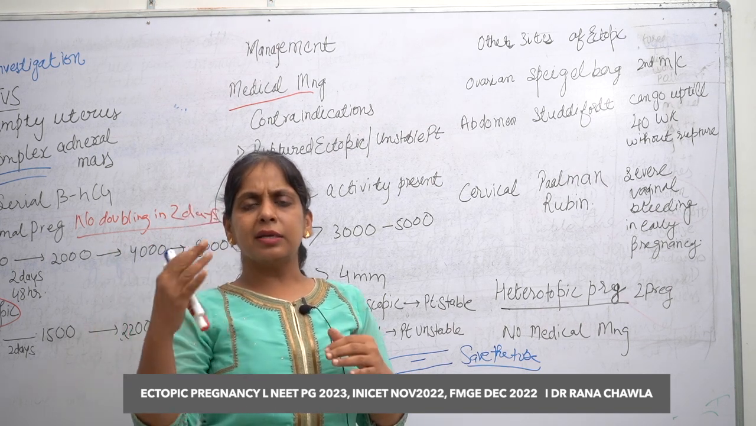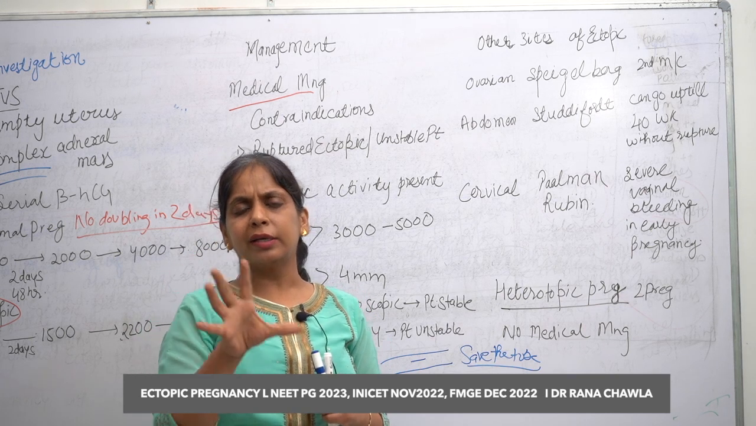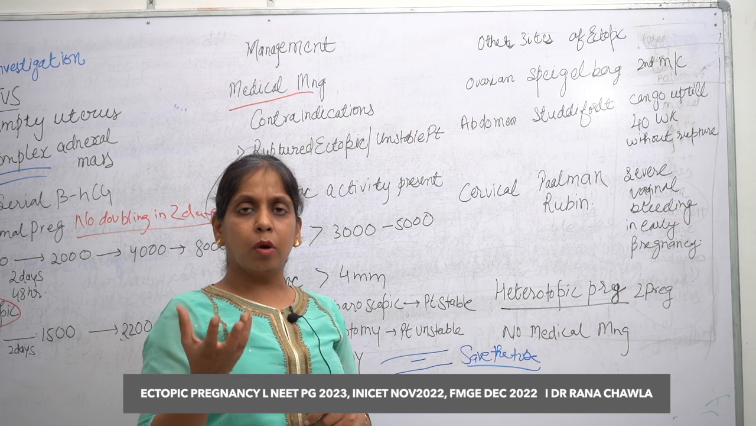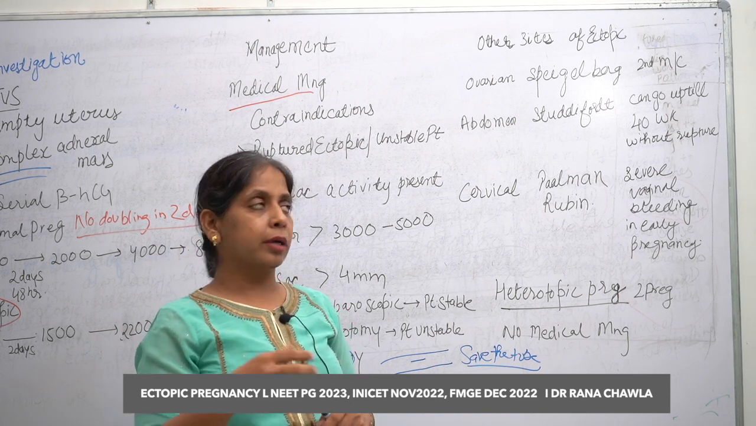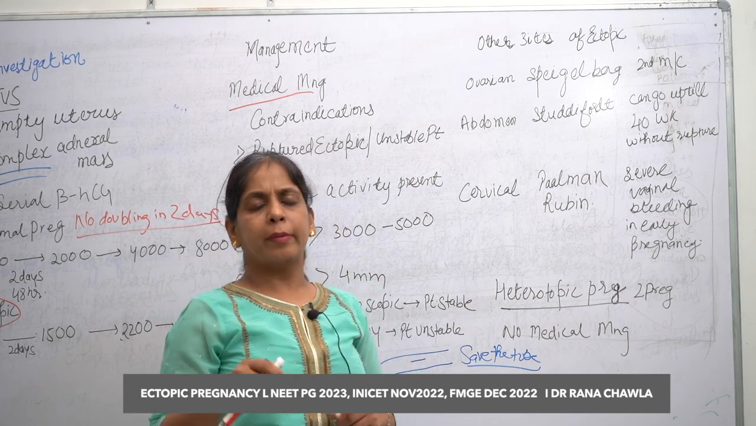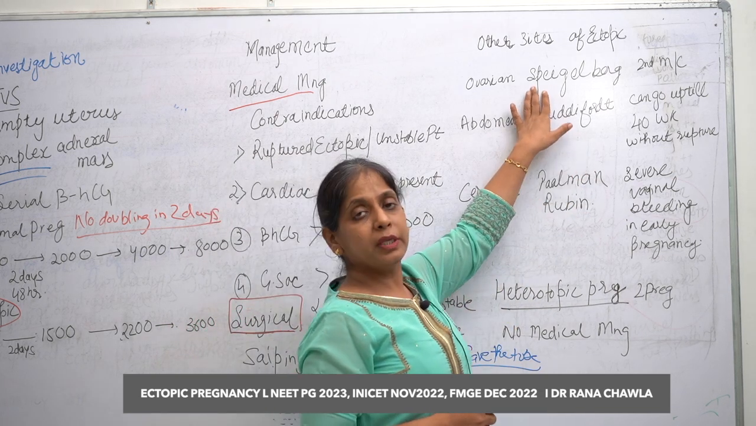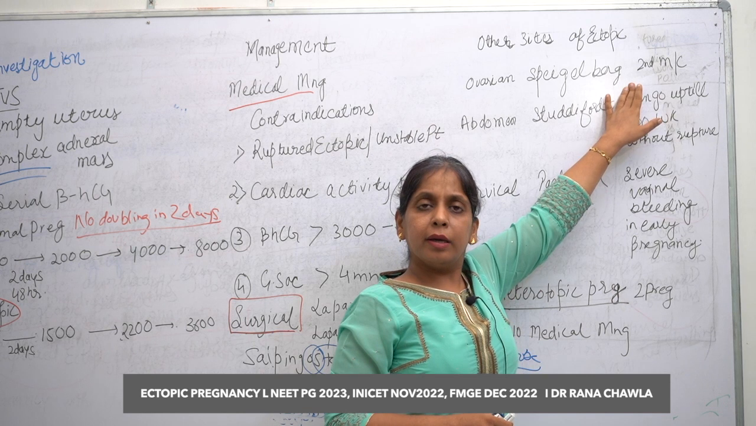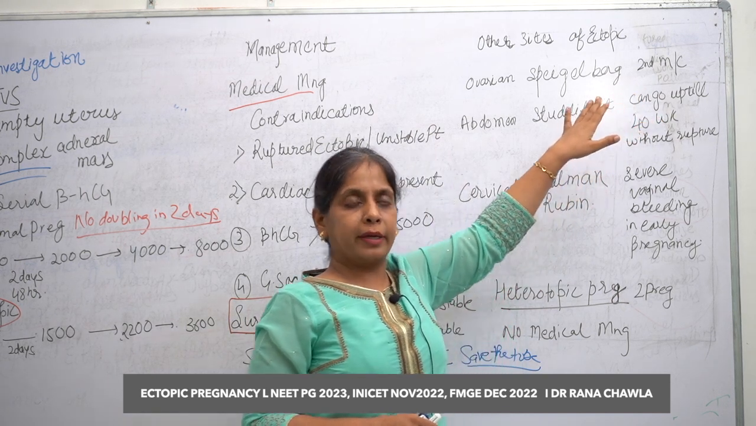So the criteria has 3-4 points and all of it is focused on the fact that the pregnancy was primarily there only. So you really need not remember this criteria, just learn the name: Spiegelberg criteria, and this is the second most common site of ectopic pregnancy.